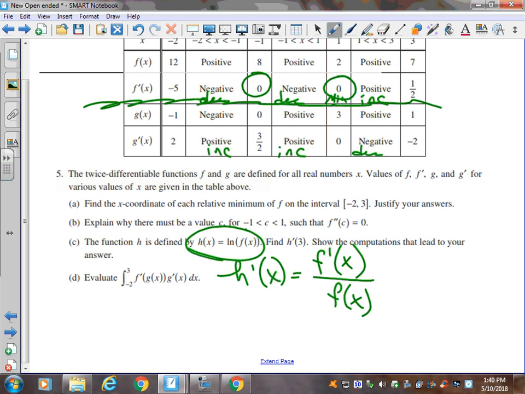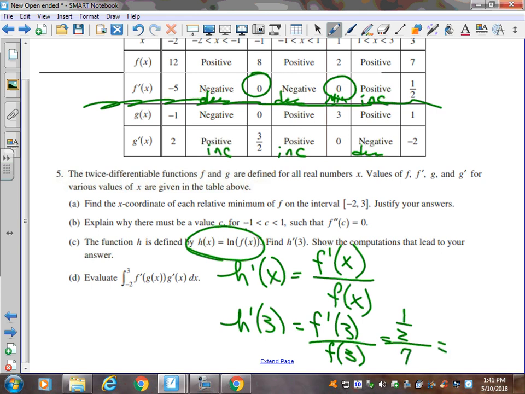Now, we got all these values in this table. All we got to do is look them up. H prime of 3 is equal to f prime of 3 over f of 3. So go up there and look at your chart. Find 3. Tell me what the derivative at 3 is. 1/2. And what is the value of the function at 3? 7. Which means I'm going to flip and multiply. Everybody agree?